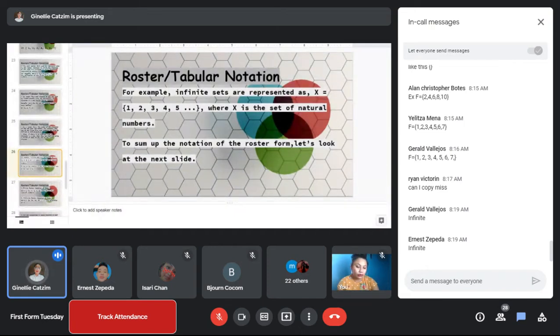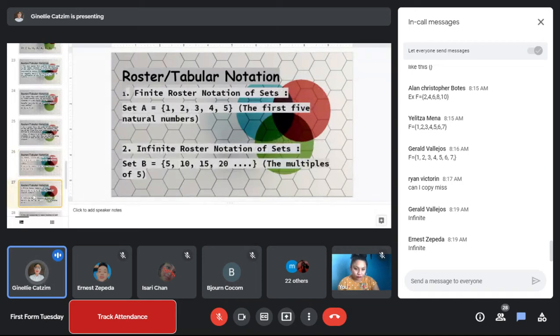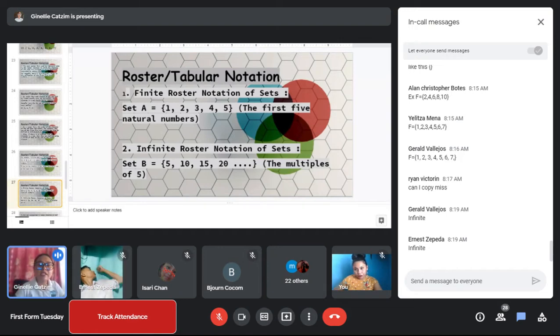So to sum up the notation of the raster form, let's look at the next slide. So we can have a finite raster notation, right? Where we know that it ends. So we have set E is the set of the first 5 natural numbers, where E equals curly brackets 1, 2, 3, 4, 5. Those are separated by commas, and we close the curly bracket. Right? Those are finite. Why? Because it's giving you the first 5 natural numbers.